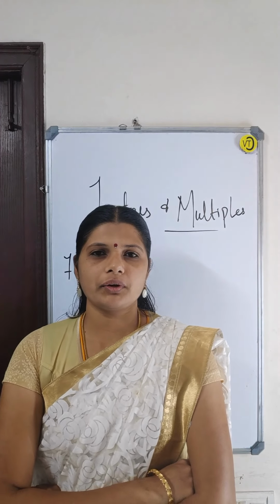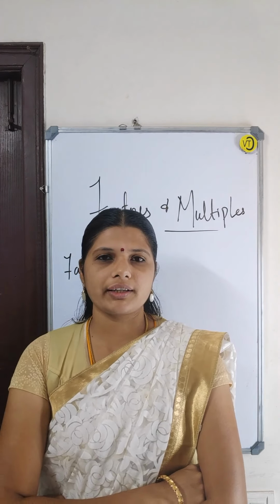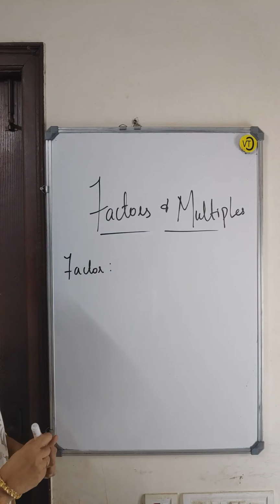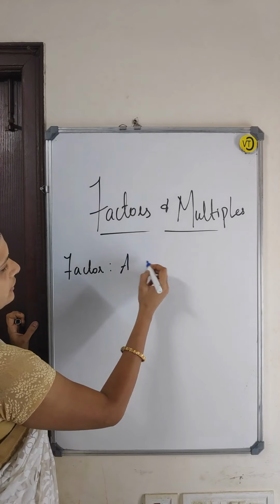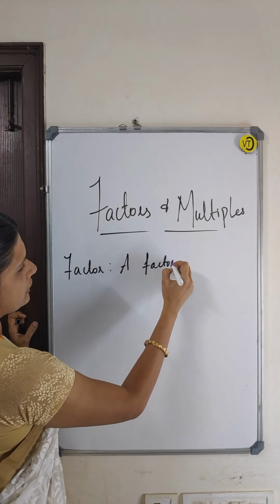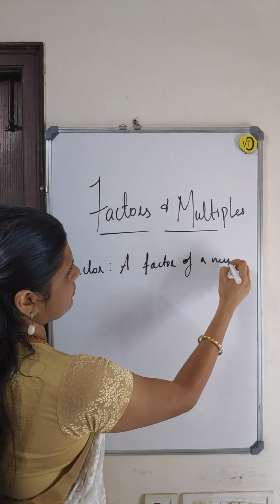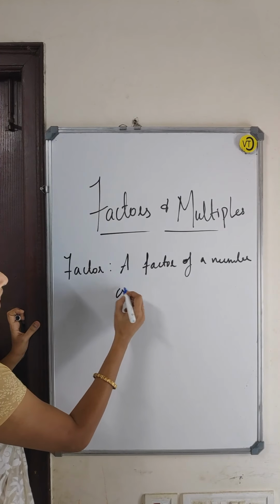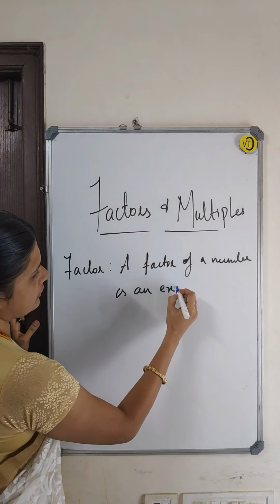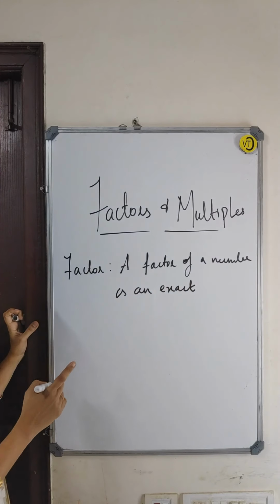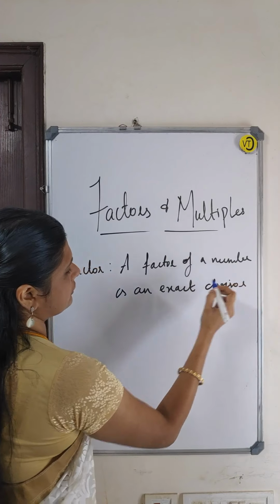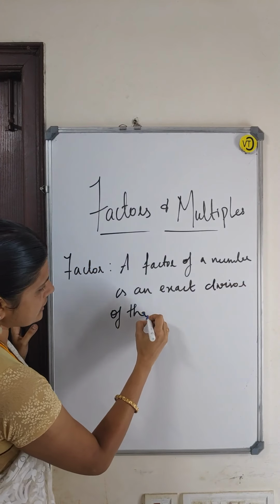Hello all. Today I am going to discuss the topic factors and multiples. A factor of a number is an exact divisor of the number. An exact divisor of that number.